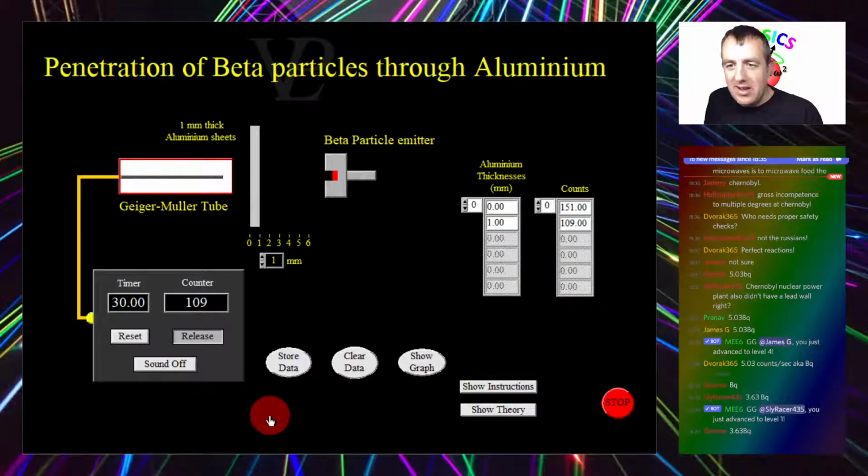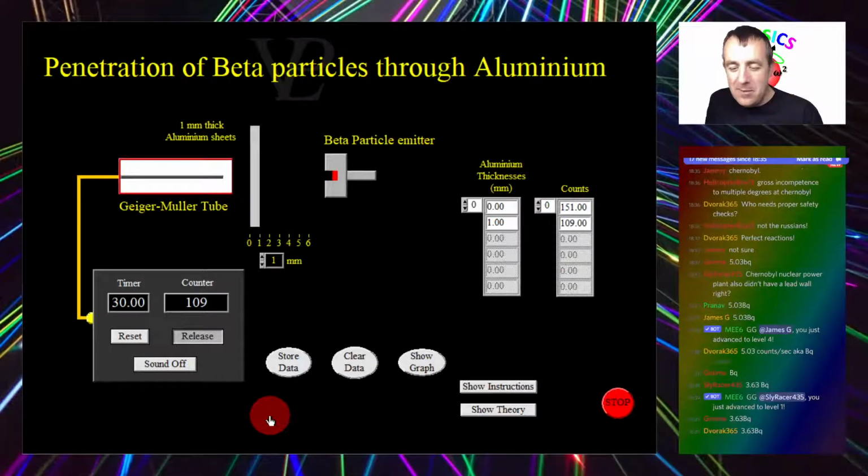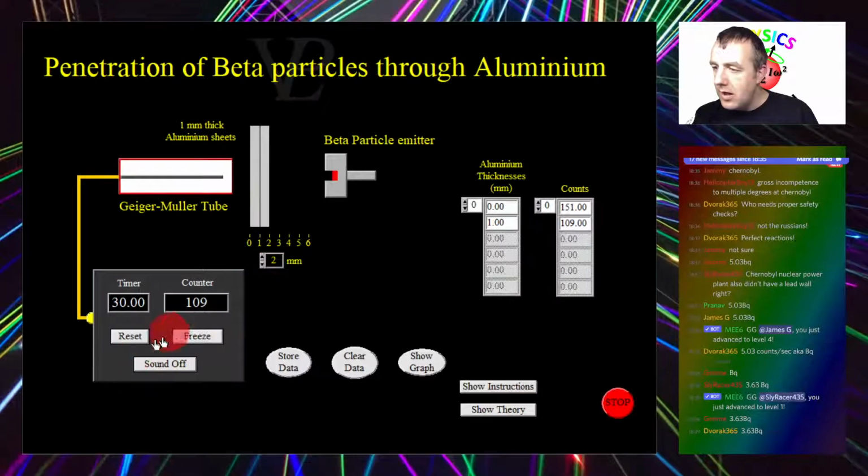It looks like links wanted to get in there first. That was some quick reactions. Well done, Gnome, as well. So 109 divided by 30 is indeed 3.63 becquerels. Well done. Let's increase the thickness to 2 millimeters. And reset and start.